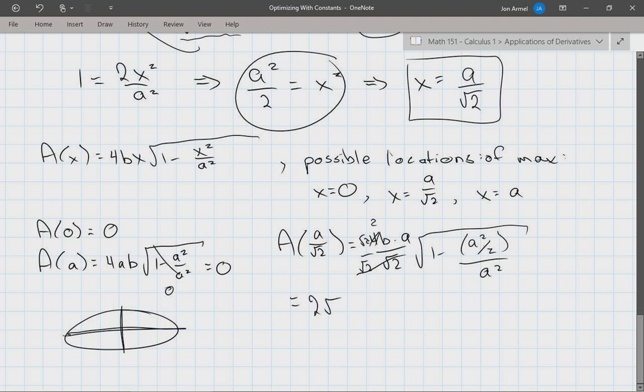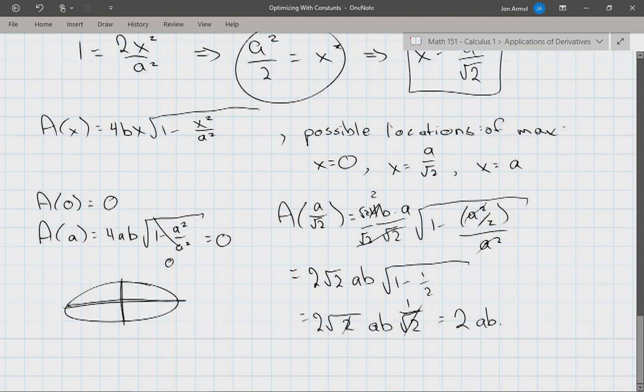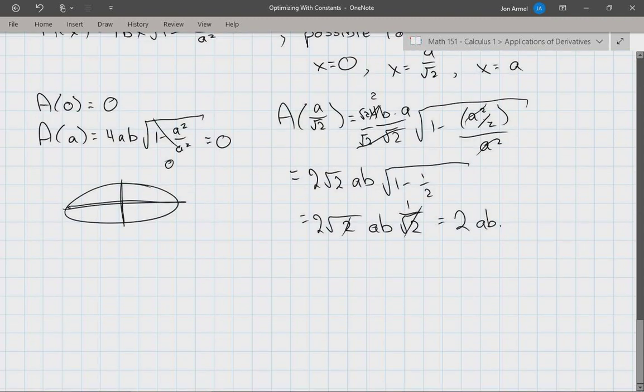So we get 2 root 2 ab times the square root of 1 minus the a squareds will cancel, and we just get 1 minus a half. So we get 2 root 2 ab times the square root of a half, but that's root 2 over 2, or 1 over root 2. Then the root 2's can cancel, and we get 2ab. Not so bad, right? And note that that is positive, which is greater than 0.